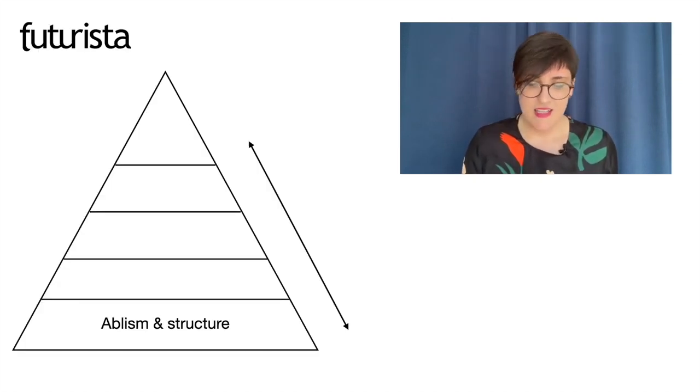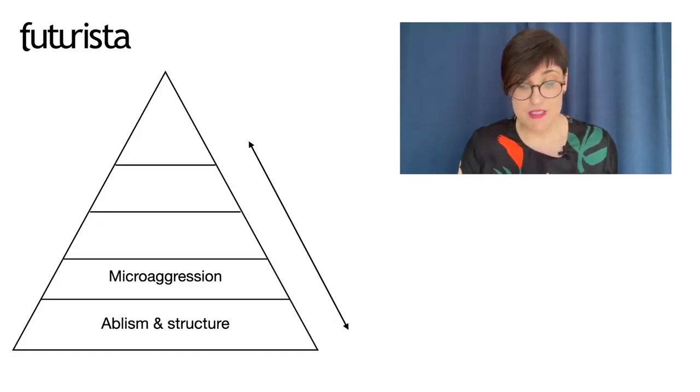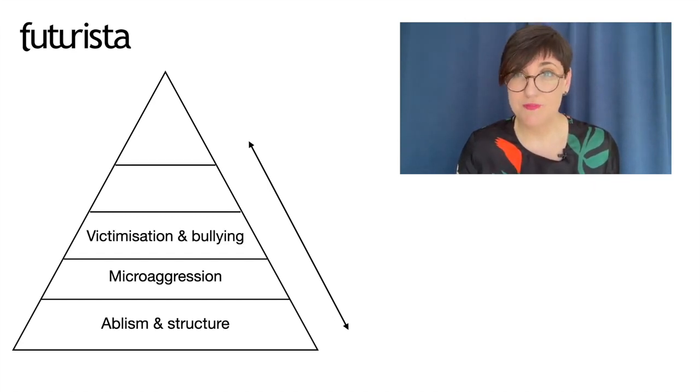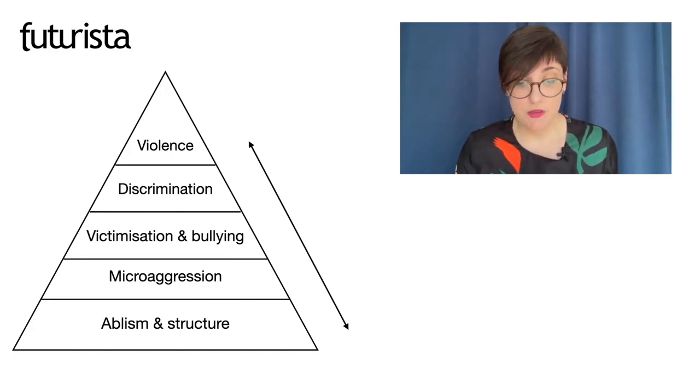So this is the base of the pyramid. Above that one, we have microaggressions, and you will soon get some examples of how that looks. It's sort of the language of ableism. Above that, it's victimization and bullying, and that's where the legislation comes in. And we have discrimination, and at the top, violence. And as you can see from the arrow next to the pyramid, it all is connected. Ableism is the cause of violence, it's the cause of discrimination. Microaggressions can lead to discrimination, and so on.